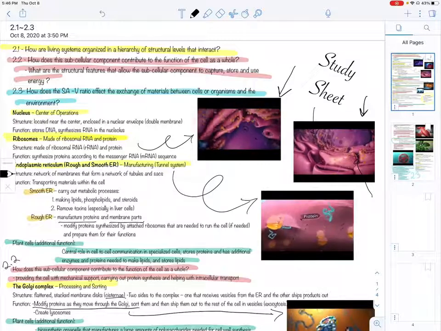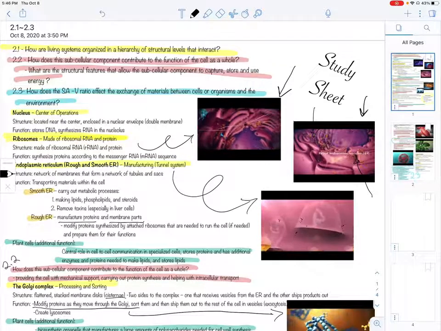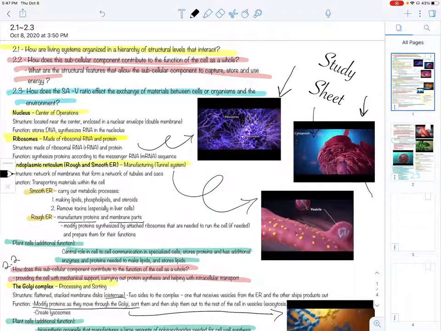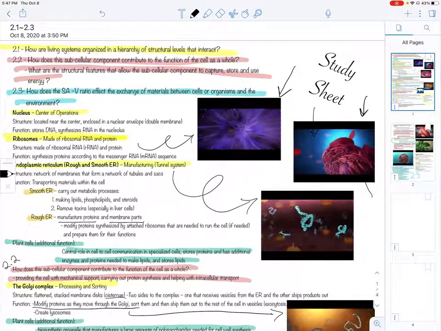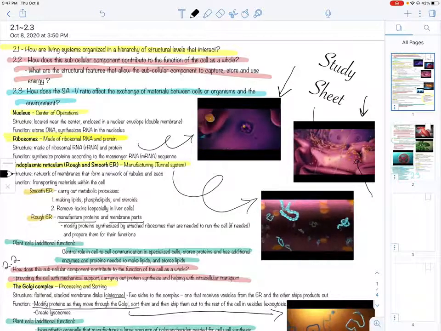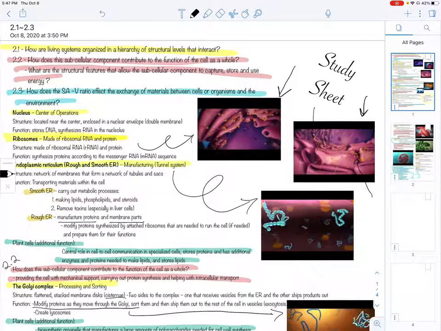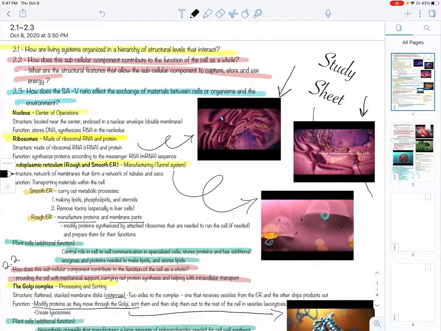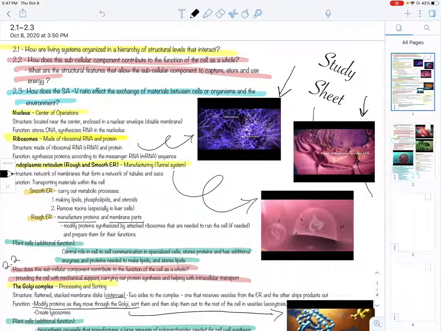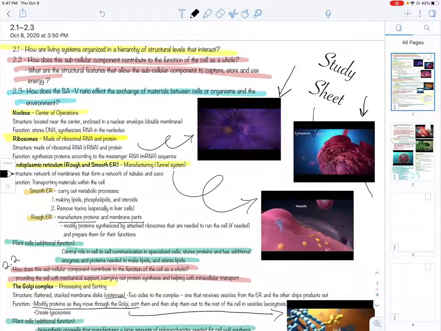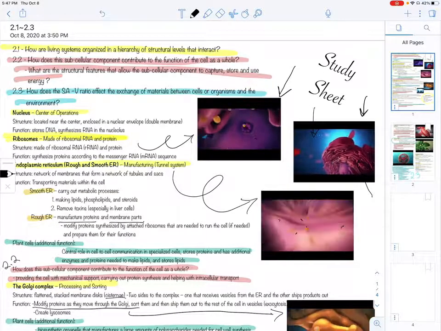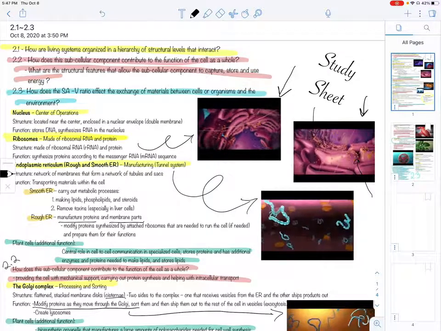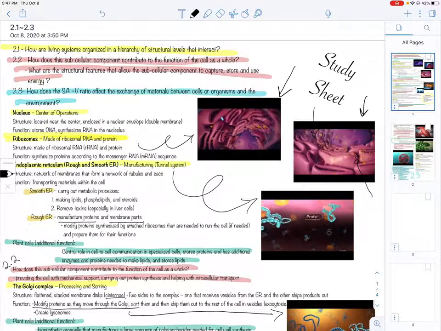All right, I'm going to summarize 2.1, 2.2, and 2.3 real quick using this study sheet that you guys can use. So 2.1 is understanding how living systems are organized in that hierarchy of structural levels that are all interacting with each other. So we're going to real quickly look through our structures as well as their interactions. 2.2 talks about how each subcellular component is contributing to the function of the cell as a whole, what the structural features are that allow that component to capture, store, and use energy, and how the surface area to volume ratio affects the exchange of materials between cells or organisms and the environment.